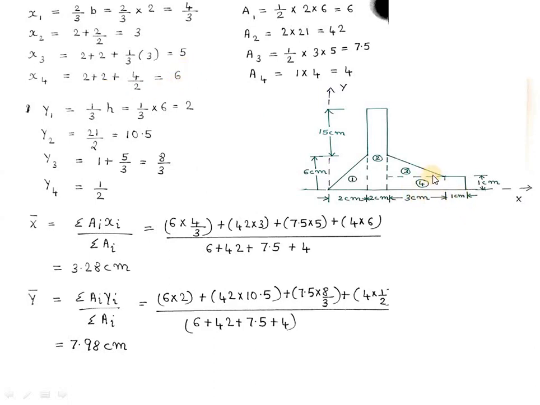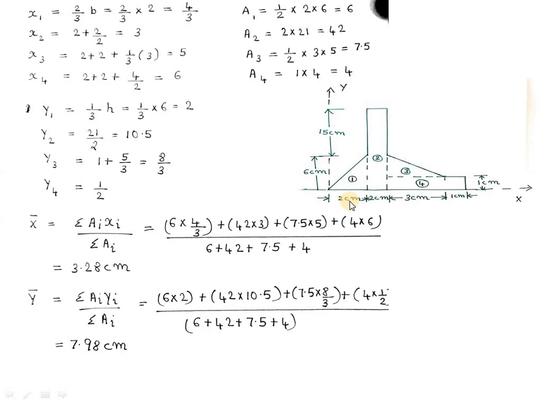Then x4. x4 will be located at the midpoint of this rectangular portion. Here the rectangle is having a length of 4 centimeter, so in between means it will be located at a distance of 2 centimeter from this point. So the net x4 distance will be 2 plus 2 plus 2, that is 6 centimeters.